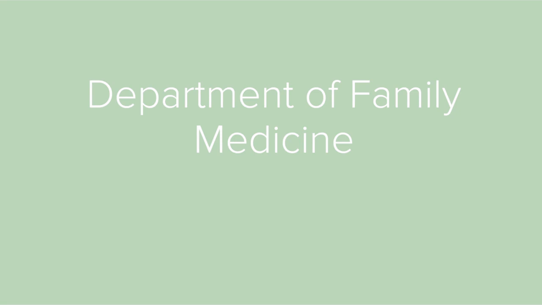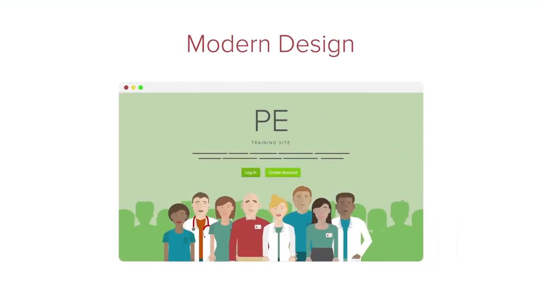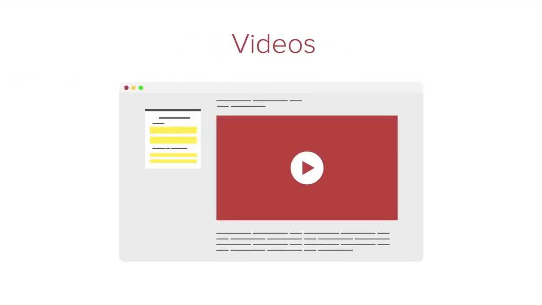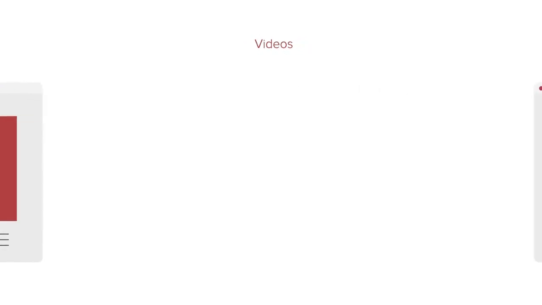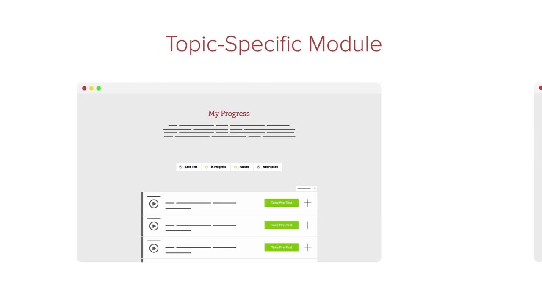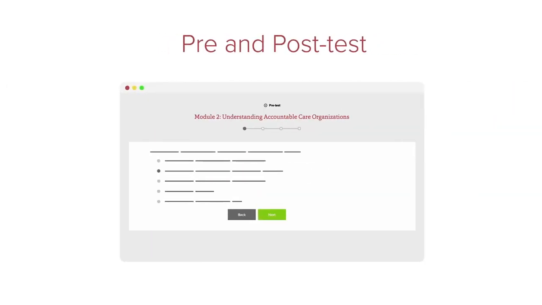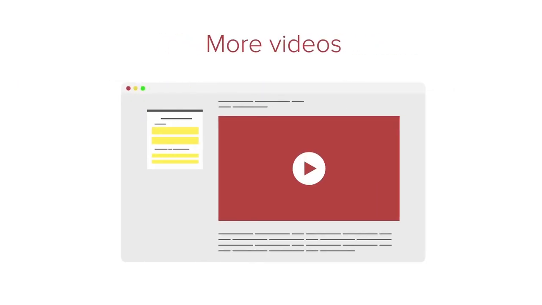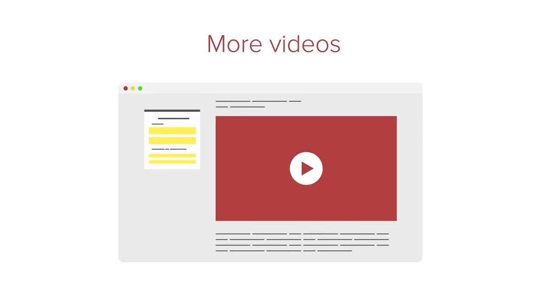The PE training site was developed by the Department of Family Medicine at the Ohio State University Wexner Medical Center to train healthcare professionals on this important topic. The site's modern design and use of video make it an easy-to-use tool. The training material is organized into topic-specific modules, and each module includes a pre- and post-test, as well as a video that explains and synthesizes more complex concepts.